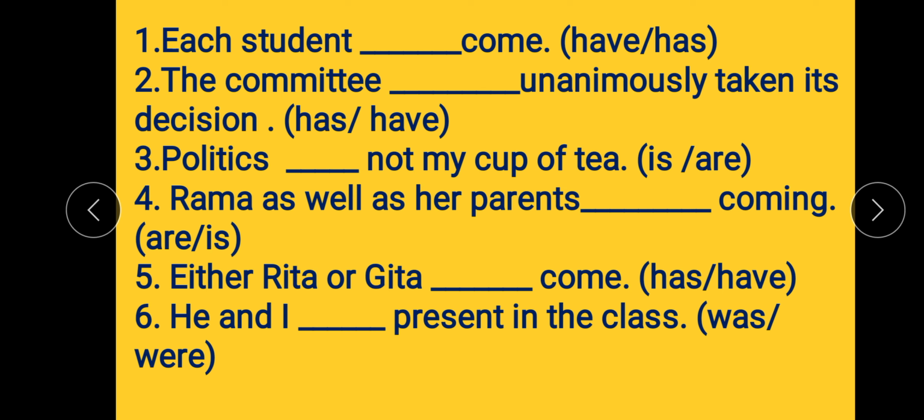Next, either Rita or Geeta dash come. Your options are has or have. Number 6, he and I dash present in the class. And your options are was or were. So students, you have to fill in the blanks. You have to choose the correct verb from the bracket and then fill in the blanks. So practice this, try your best, watch the video, see the rules again and again, see the examples again and again. It will help you to solve this and it will be very easy for you.